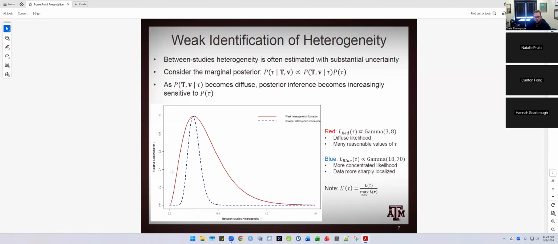Whereas in the red likelihood case, there is a lot of area under the curve over here on the right tail. And so it's just more diffuse, and there are more reasonable values for what tau is or could be, versus the blue with the dotted line scenario.